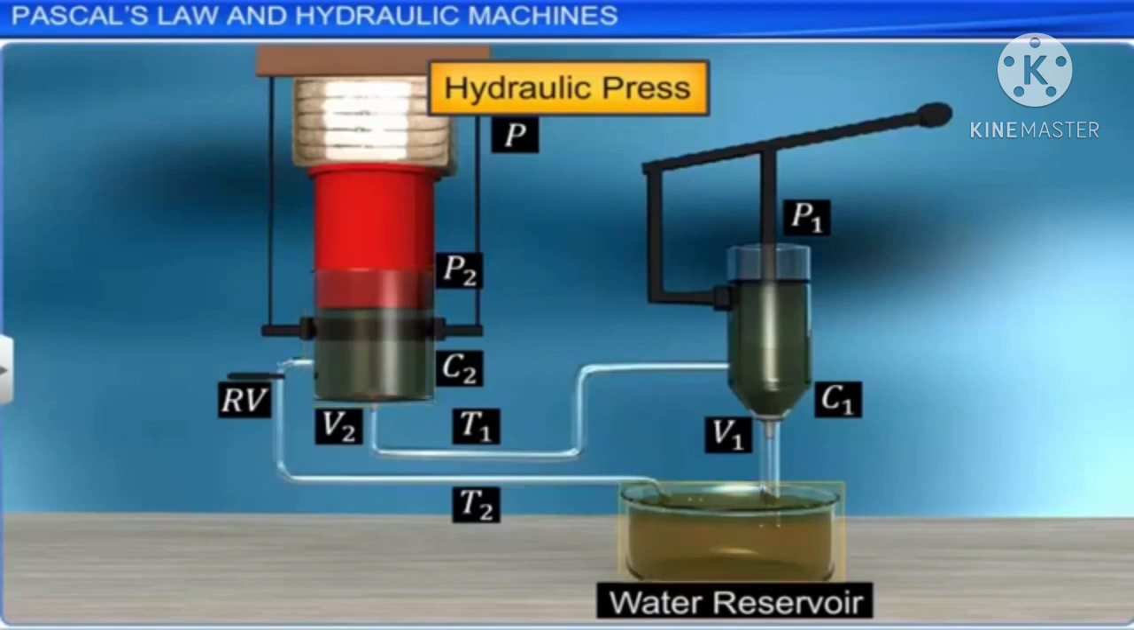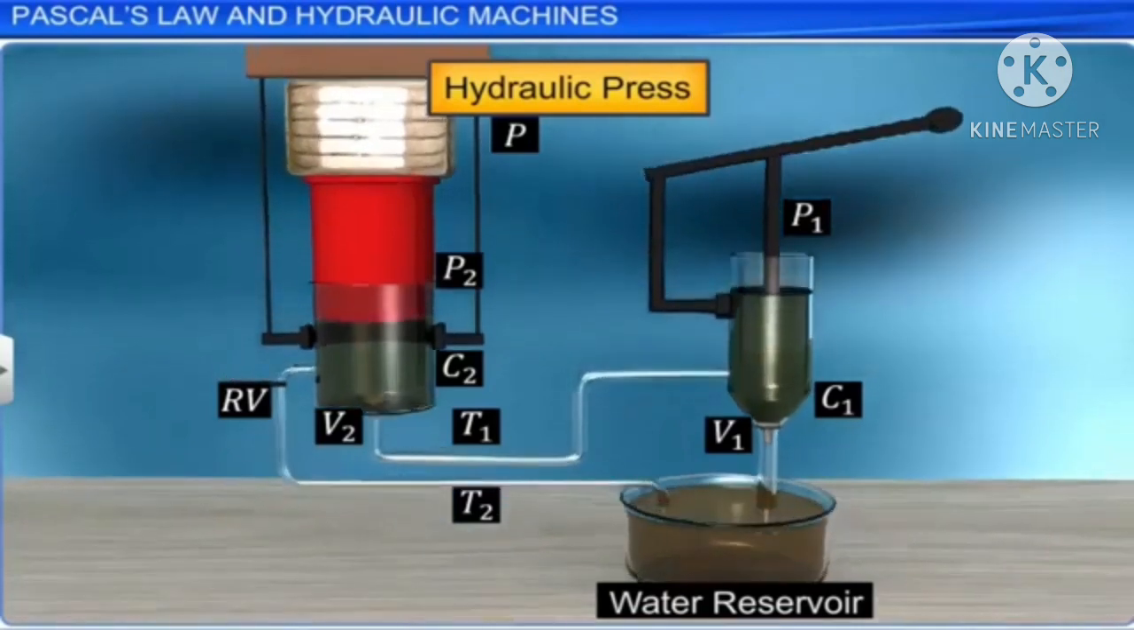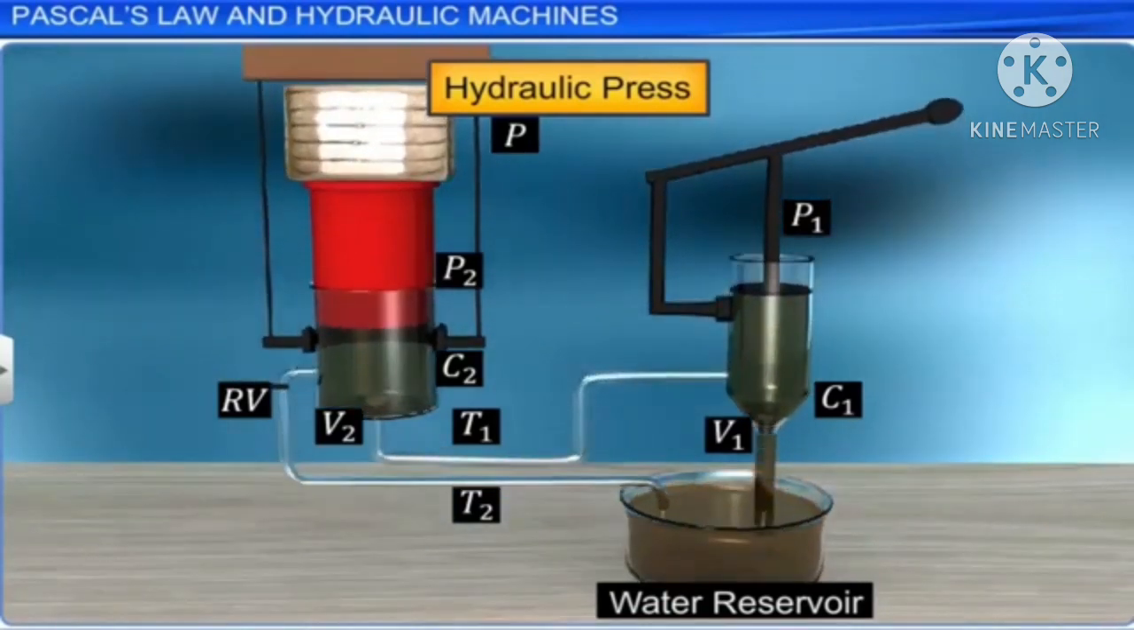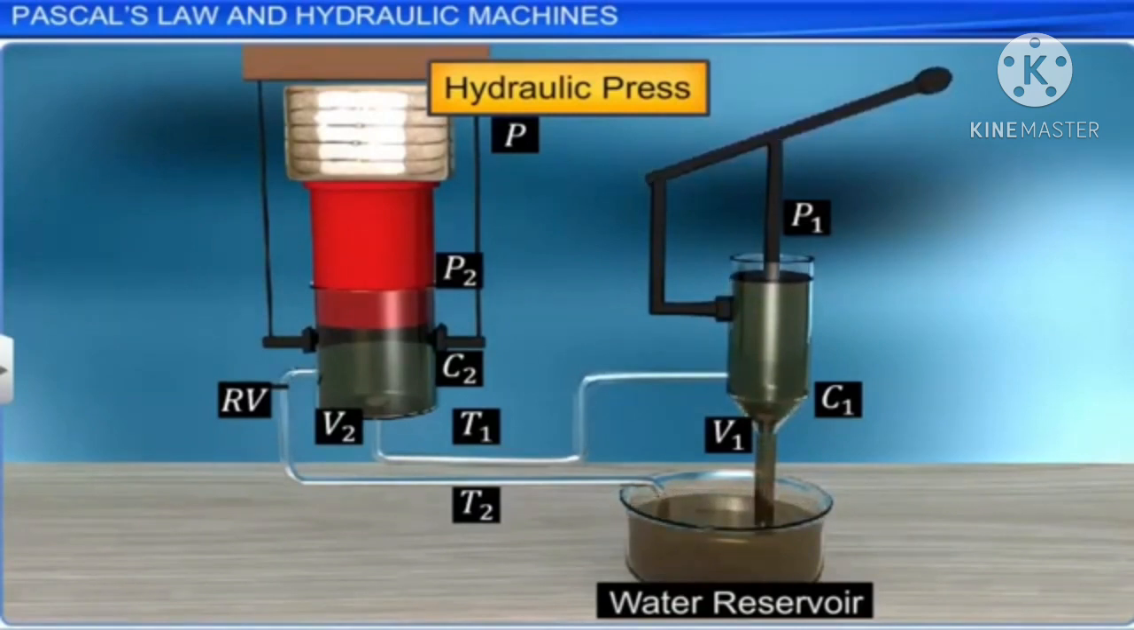Piston P1 is raised upwards by the application of force F, at the handle edge of the lever. Upon the action of the handle, the valve V1 opens. The water from the reservoir is sucked into the cylinder C1. During this process, valve V2 remains closed.